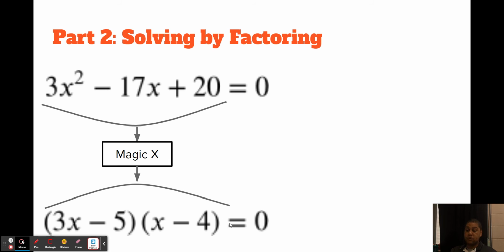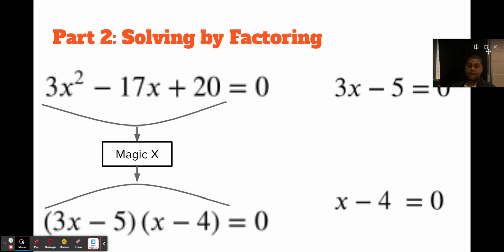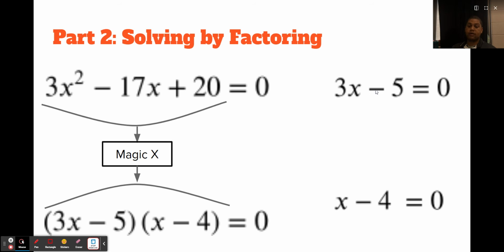But now since it's equal to 0, I have to solve it. So I have to figure out which values for x are going to make this true. And I do that by setting each factor equal to 0. 3x minus 5 equals 0. That's the first one. x minus 4 equals 0. That's the second one. Each factor equals 0. And what's kind of nice about this is now I just have to solve it. So I just have to get x by itself. So what would I do?